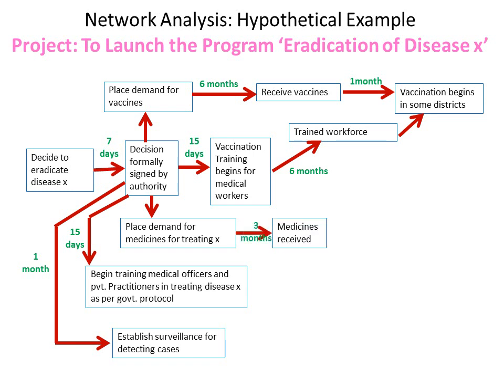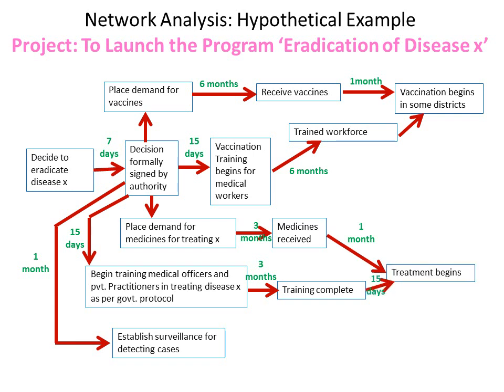The medicines would be received in approximately 3 months from the demand sending, and the training of medical officers and private practitioners would be completed in approximately 3 months. They would be trained to treat the disease X as per the government protocol. So once the medicines are received, within 1 month of that and within 15 days of training all the doctors in the area, the treatment of the disease can begin in the local clinics and hospitals. And the cases which will be treated would come from the surveillance that was established. The surveillance will detect cases which will then be referred for treatment to these doctors.